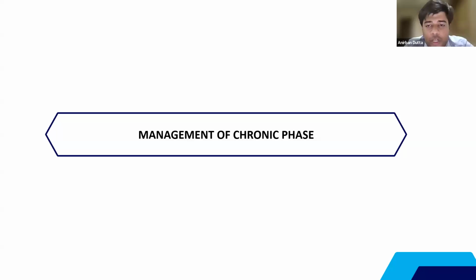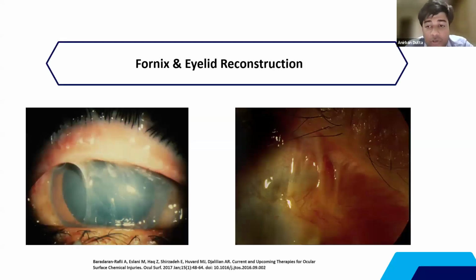Now we come to management of the chronic phase. So if you answer the acute phase questions properly, the examiner will next ask you what are the long-term sequelae of chemical injury. So this is one of the commonest long-term sequelae in a severe chemical injury. You end up with symblepharon.